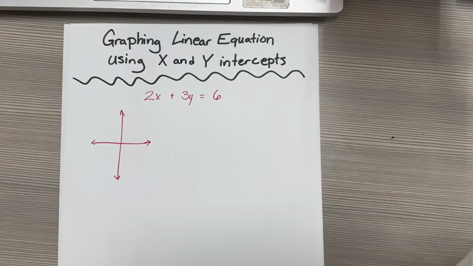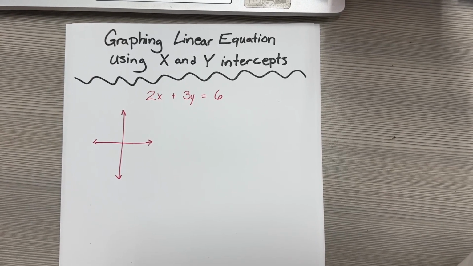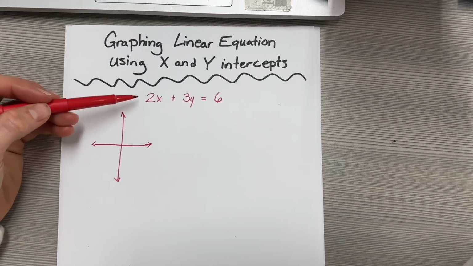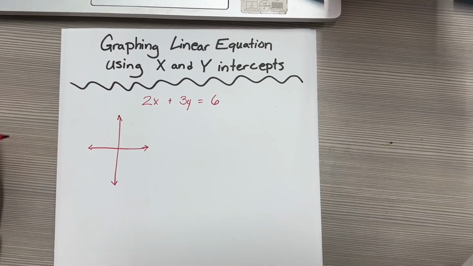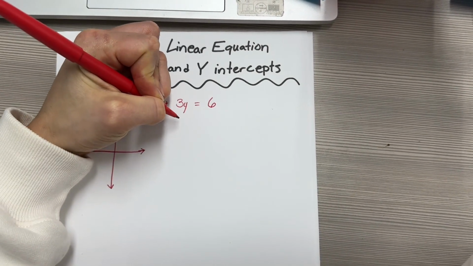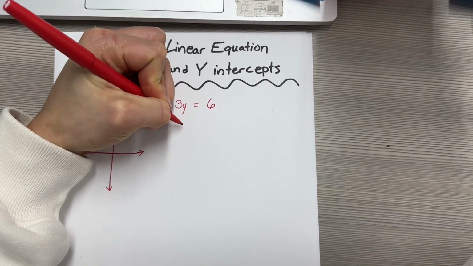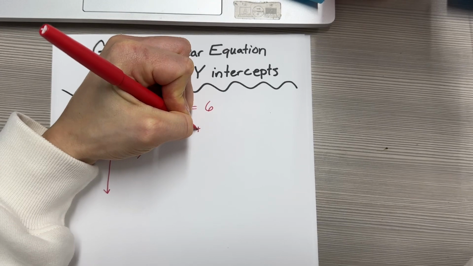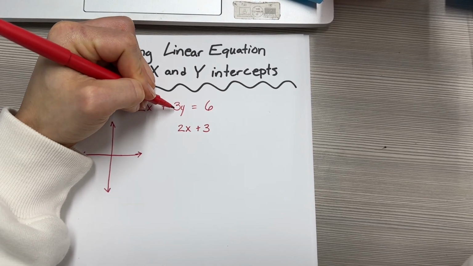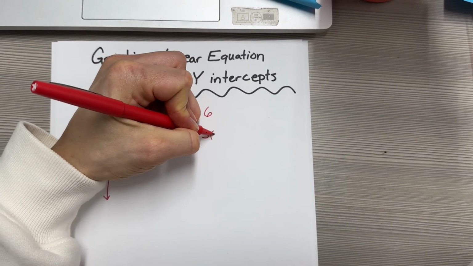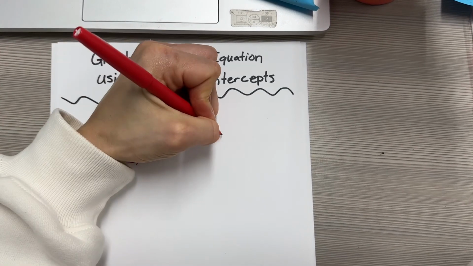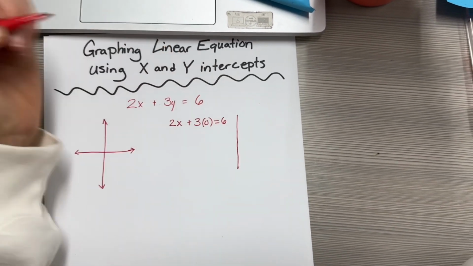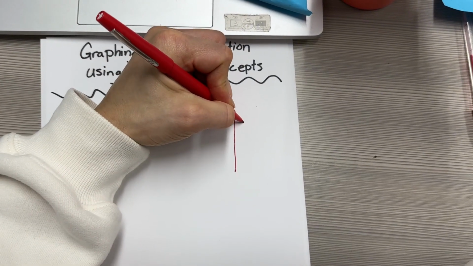Today we're going to learn how to graph linear equations using x and y intercepts. So first we need to solve this equation, and we're going to set the y as 0 first. So I'm just going to write off to the side. We're going to rewrite the function 2x plus 3, but instead of a y, I'm going to put 0 equals 6. And I also need to do this a second time. When I do it the second time, I'm going to make the x 0.